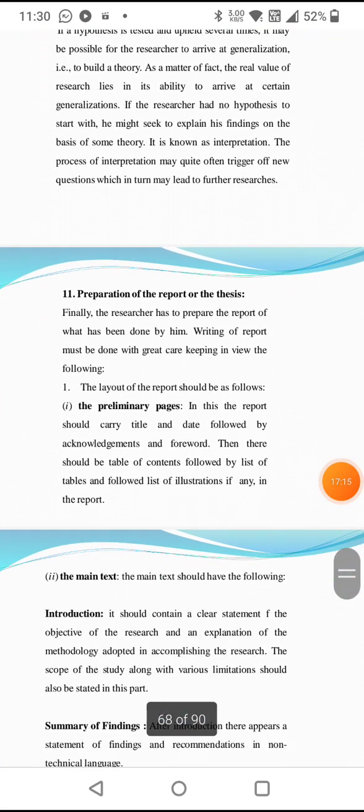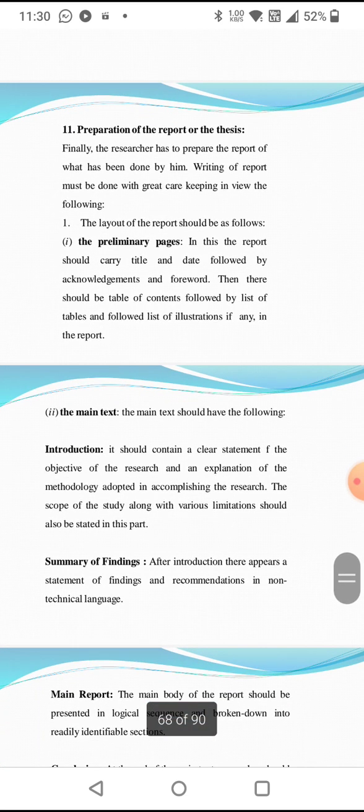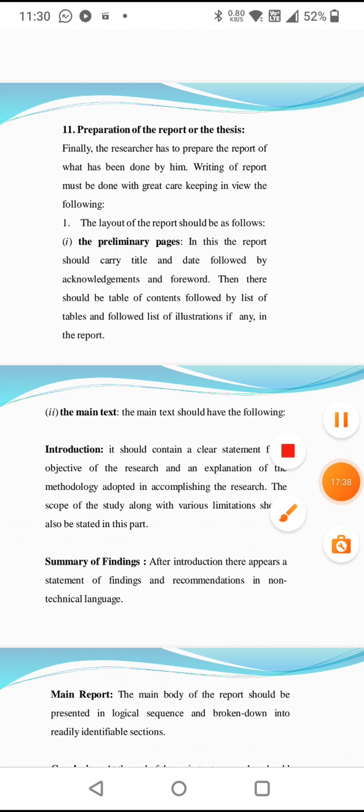So next is preparation of the report or the thesis. The researcher has to prepare the report of what he has done over the past so many years, right? This report writing consists of so many steps, so let us go one by one. The layout basically consists of the preliminary pages, the main text, and the end matter. In its preliminary pages, a report should carry the title and date, followed by acknowledgements and foreword. Then there should be a table of contents, followed by a list of tables and a list of graphs and charts, if any.